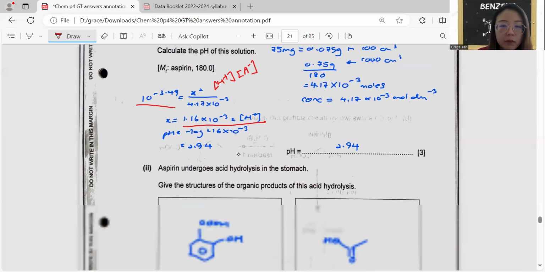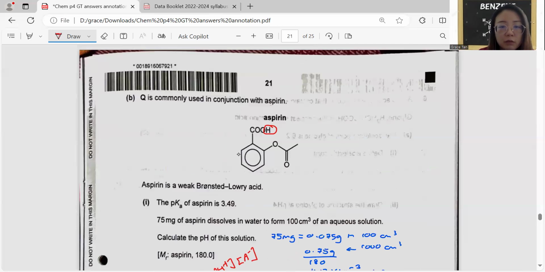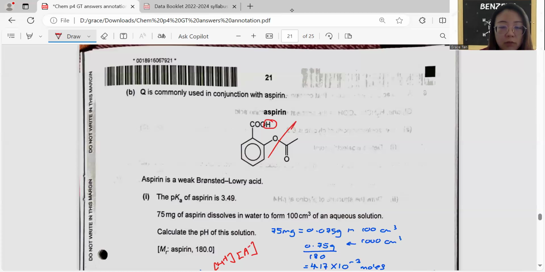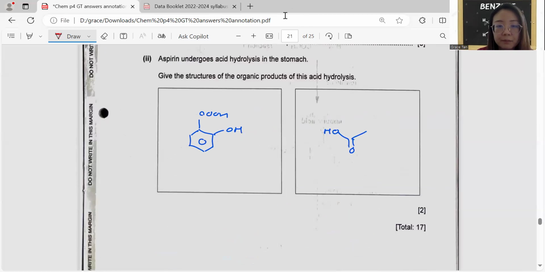4. Aspirin undergoes acidic hydrolysis in the stomach. Give the structures of the organic products of this acidic hydrolysis. So you look here, you find your ester bond. So you need to cleave here. You put the H here and you put back the OH here. All right, so that is acidic hydrolysis. Therefore, this is the answer.